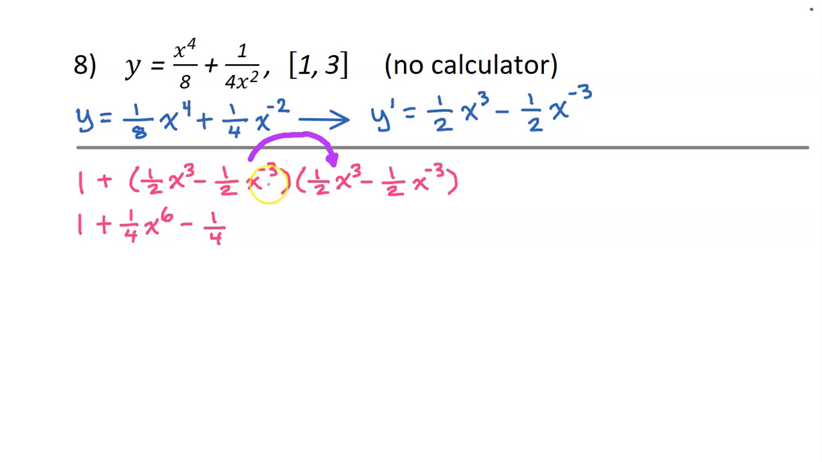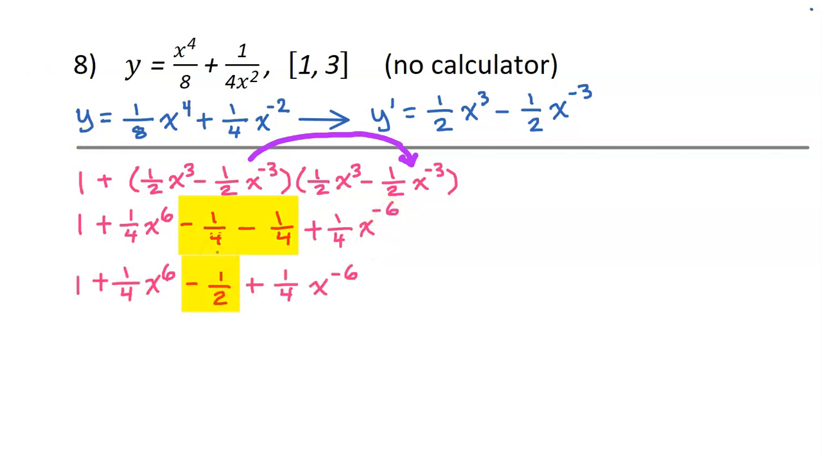Negative 1/2 x to the negative 3 power times 1/2 x to the third power is the exact same product that we just did, so we're going to get negative 1/4 again. And negative 1/2 x to the negative 3 power times negative 1/2 x to the negative 3 power is positive 1/4 x to the negative 6 power. Combining like terms, negative 1/4 minus 1/4 is negative 1/2, and 1 minus 1/2 is positive 1/2.